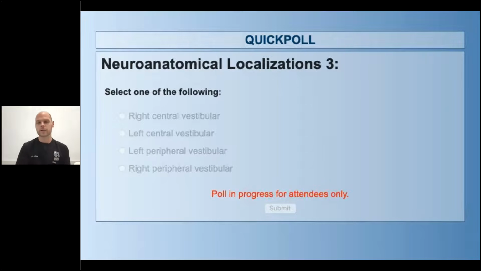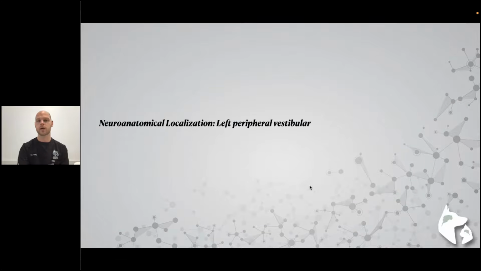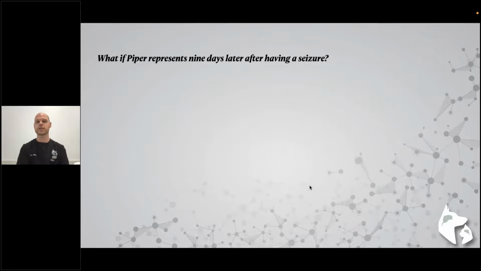Okay. All right, so for her, we didn't see any obvious proprioceptive deficits. So although you can't fully rule out a central lesion, her localization would tend to be peripheral. So then again, are we going to the left? Are we going to the right? And we would say left. So most of you have localized her the same as I did when she first presented. But what if I tell you that she represents to me 9 days later after having a seizure? Would you change your answer?